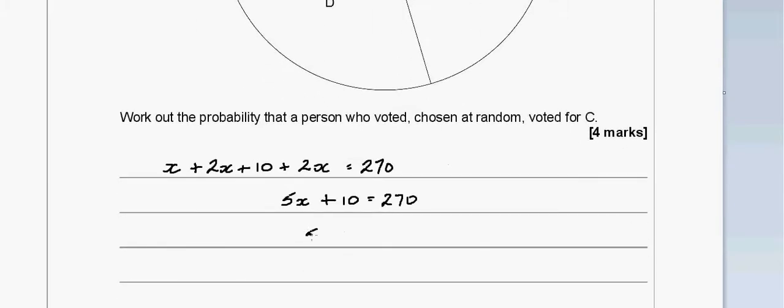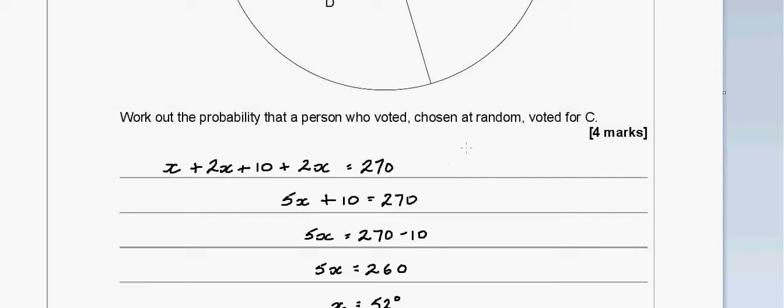So 5x equals 270 minus 10. So 5x equals 260. So x equals 52 degrees. So we know x is 52 degrees.